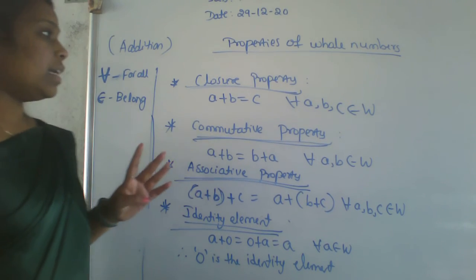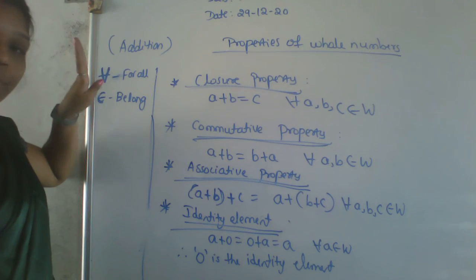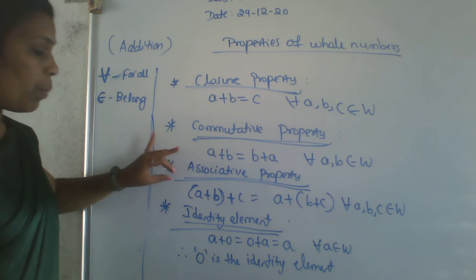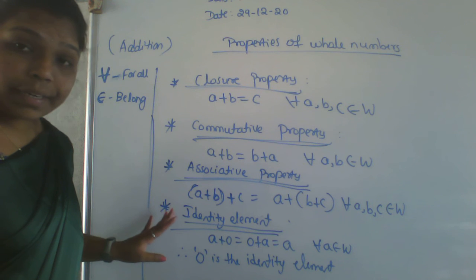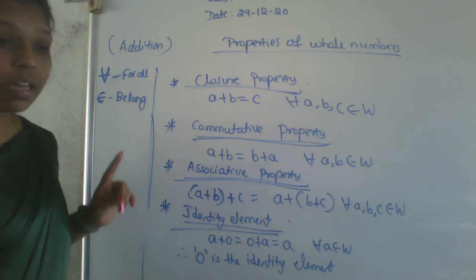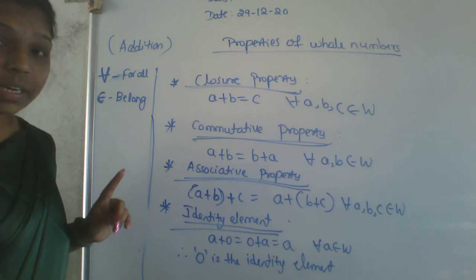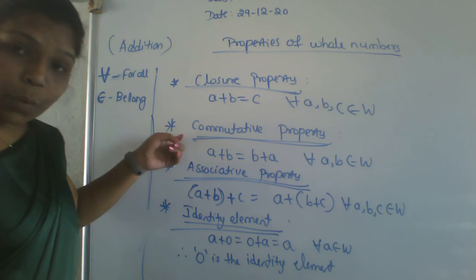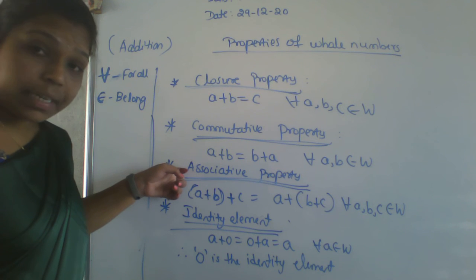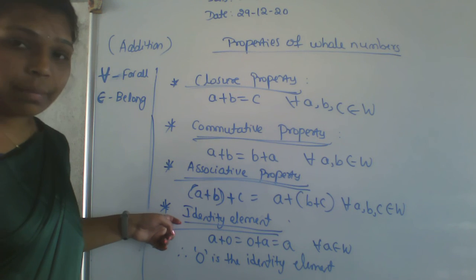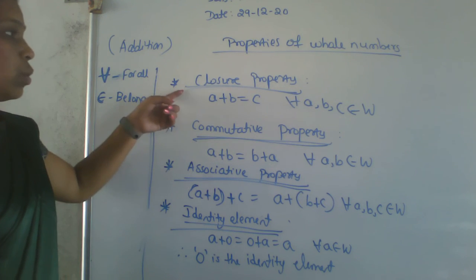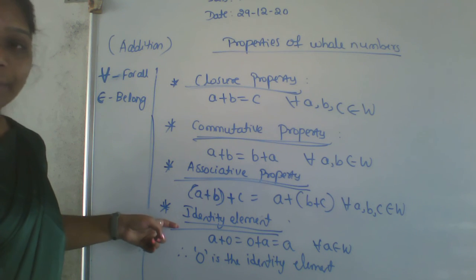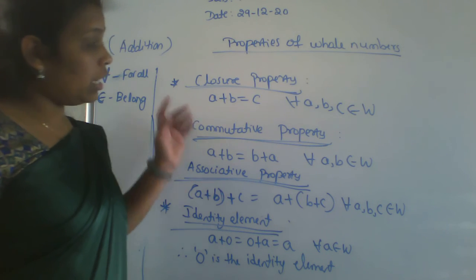So we learned four properties here. First one is the closure property, second one is the commutative property, third one is the associative property, fourth one is the identity element. Keep it in your mind. Once again I am saying all the properties, please listen: closure property, commutative property, associative property, identity element.